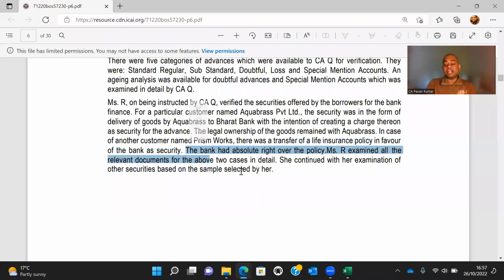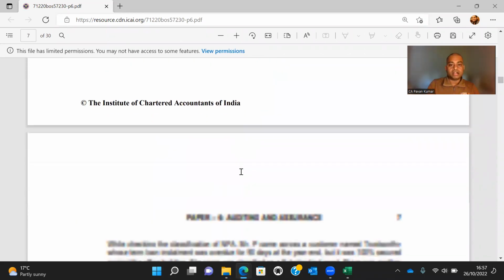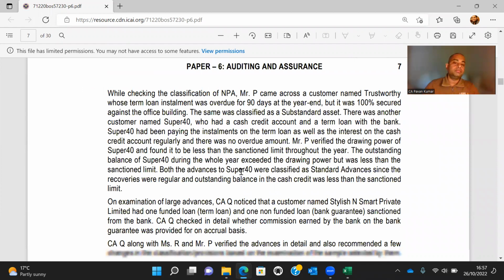Okay, read, ma'am. Continue. The bank had absolute right over the policy. Ms. R examined all the relevant documents for the above two cases in detail. She continued with her examination of other securities based on the sample selected by her. Correct. One case study is over. Next, read.